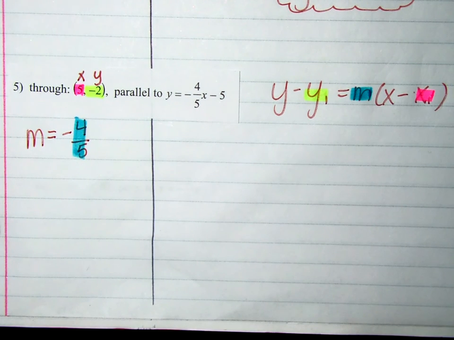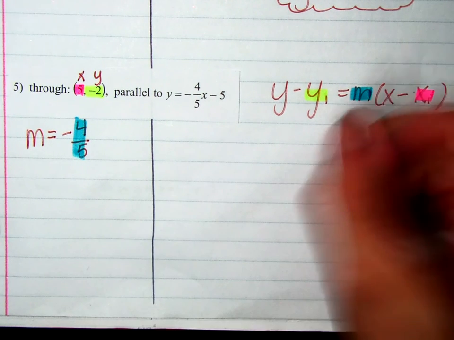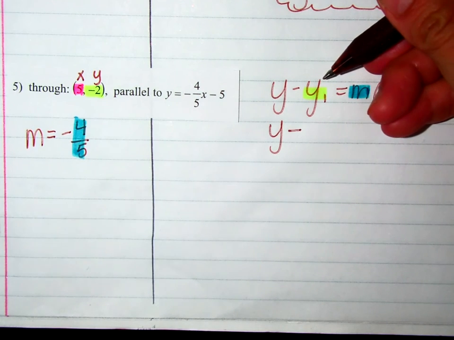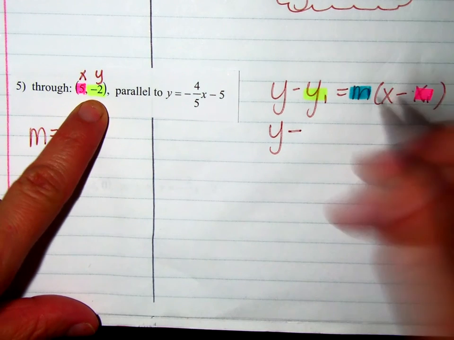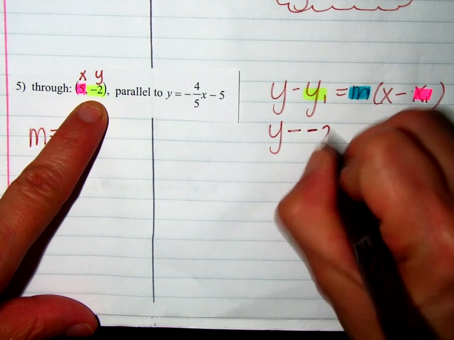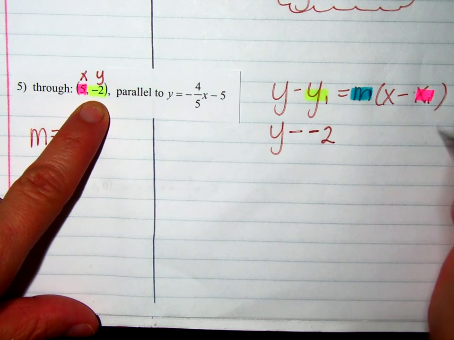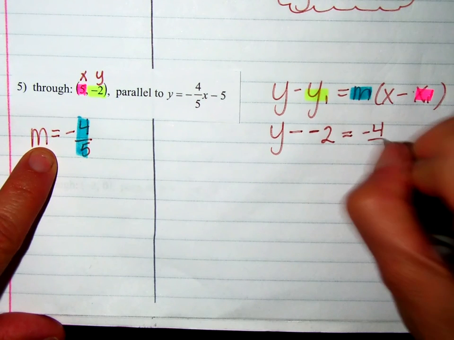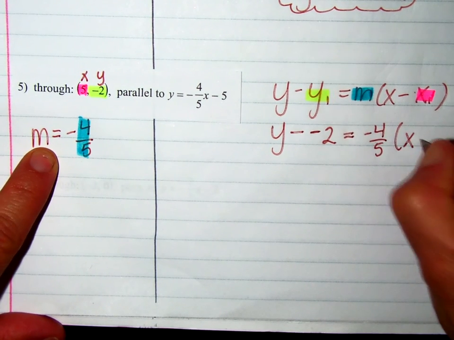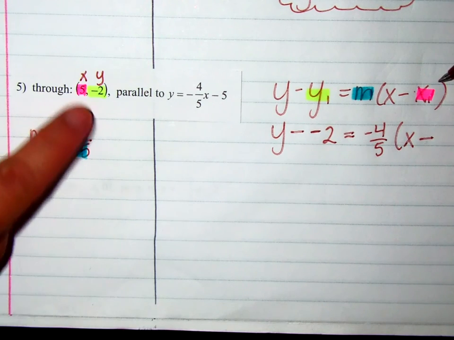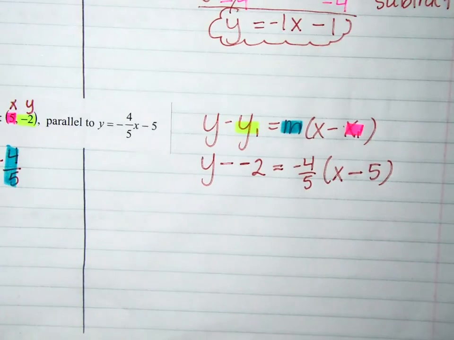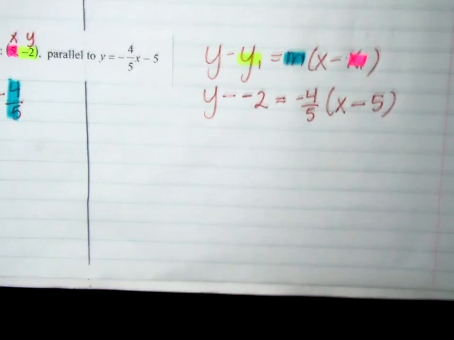And now I'm going to start replacing my variables. I have y minus y sub 1. In this case, y sub 1 is negative 2. Notice that I'm writing negative 2 in addition to my subtraction sign. m is negative 4 over 5 times x minus x sub 1, which is 5. Okay, from here, now we distribute.